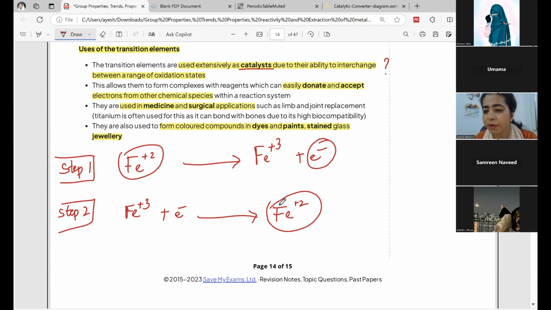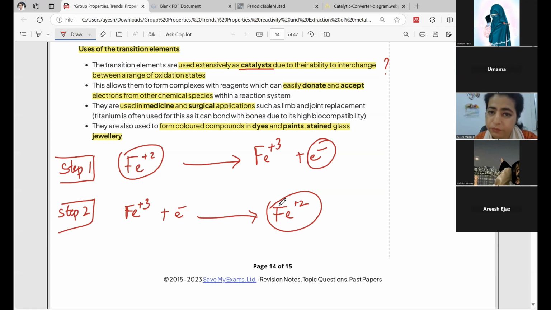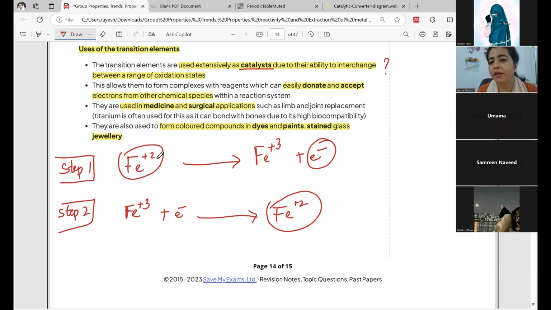Okay? Yes, Umama. Miss, for the definition, we would say that it is participating, but it will come back. This is the final definition, right? This is the definition for only those catalysts which are transition elements. Why? Because transition elements have the ability to have different oxidation states. So their catalysts are participating in the reaction.